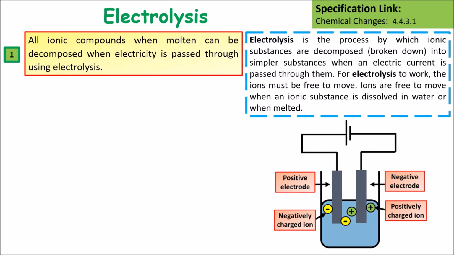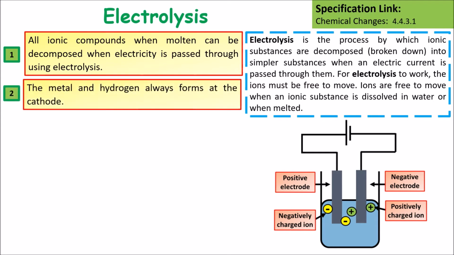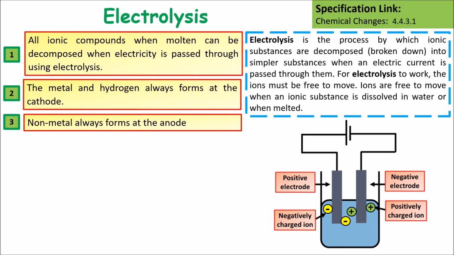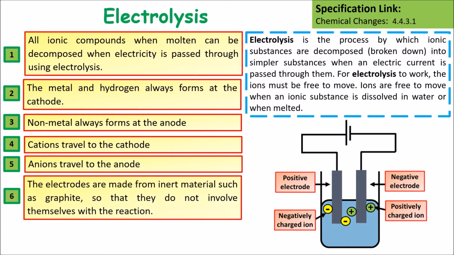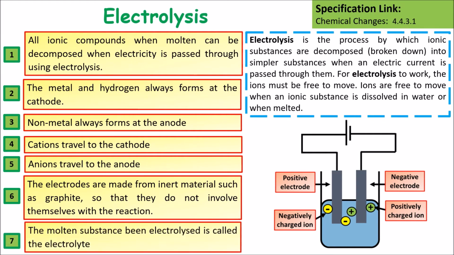So, all ionic compounds, when molten, can be decomposed using electrolysis. The metal and hydrogen always form at the cathode. Non-metals always form at the anode. Cations travel to the cathode. Anions travel to the anode. The electrodes are made from inert material such as graphite, which does not get involved in the reaction. And the molten substance being electrolyzed is called the electrolyte.